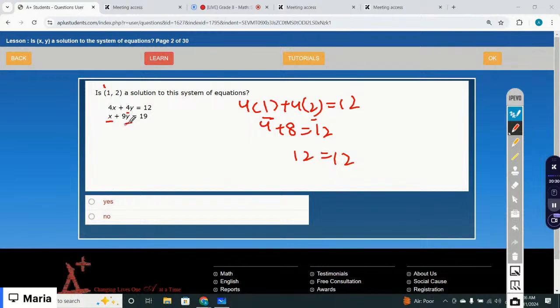Replace x and y in the second equation. x is 1, y is 2, right? So 9 times 2 is 18, 19 is equal to 19. Equation number 2 also satisfies the point, right? That means yes, the point (1, 2) is the solution of the equation. The correct option is yes.